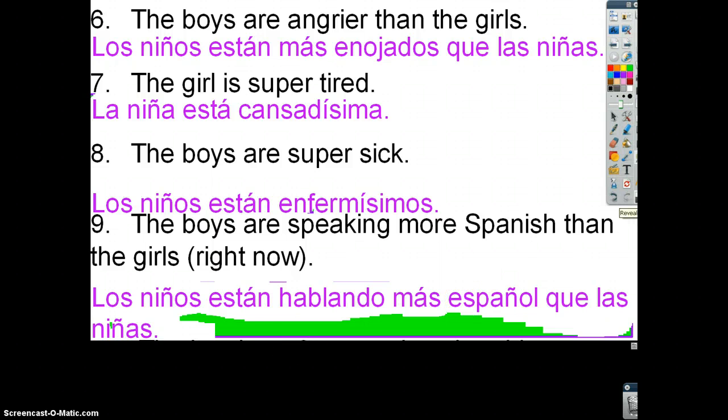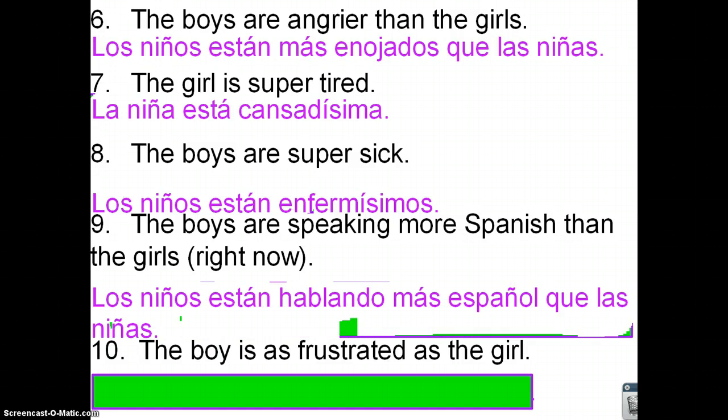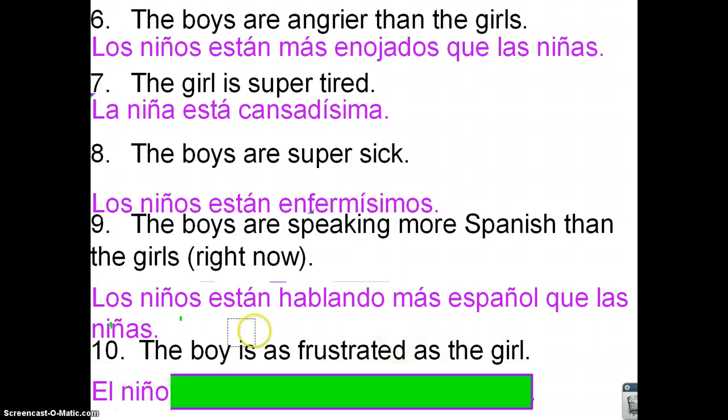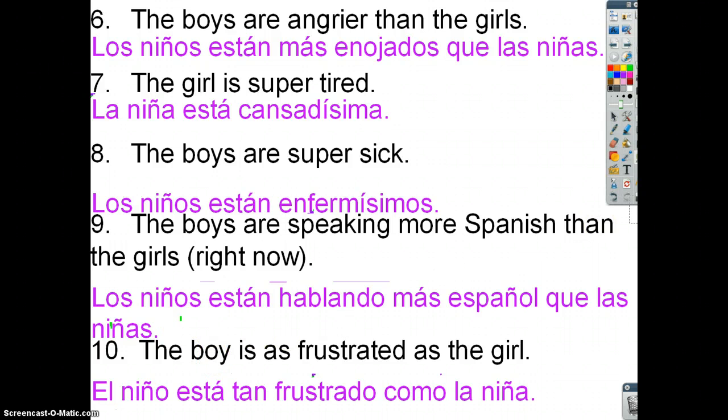And number 10, the boy is as frustrated as the girl. As blank as, another tan blank como, so el niño. Frustration is an emotion or feeling. Está with an accent. Tan frustrado como la niña. There is 6 through 10. Let's hit the next 5.